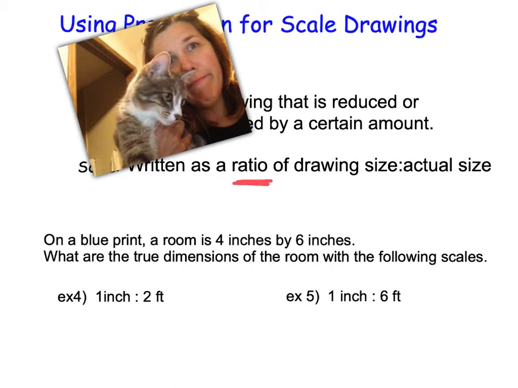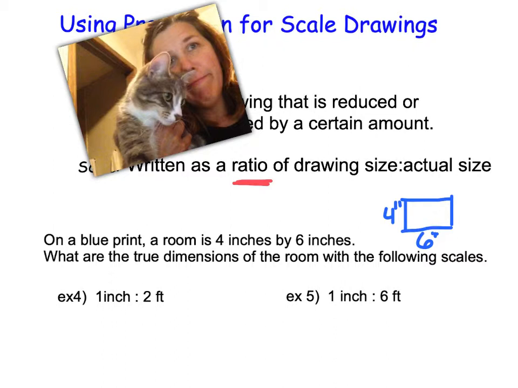Back to our word problem. On a blueprint, a room is 4 inches by 6 inches. And so you can picture, maybe if you wanted to draw a picture, that the room is 4 inches in the width and maybe 6 inches in the length. And it wants to know the true dimensions of the room with the following scales.